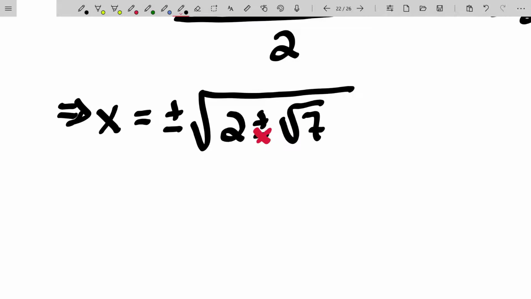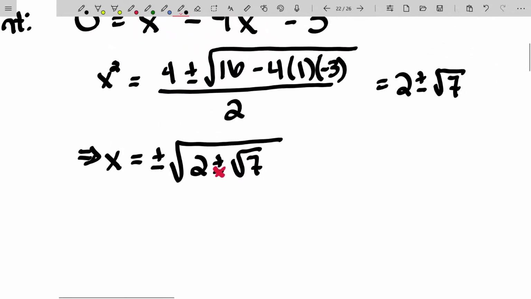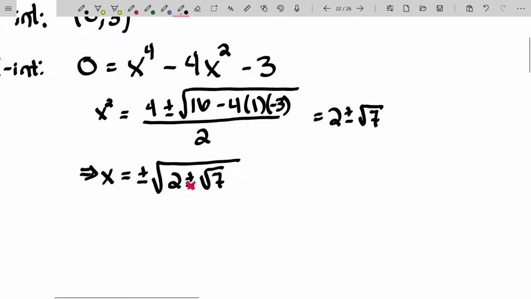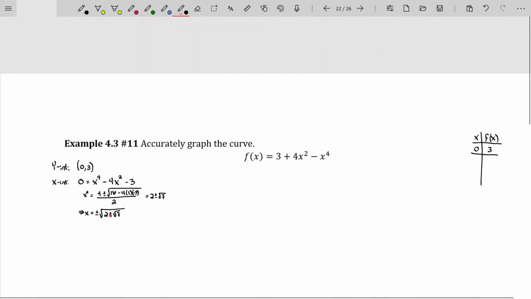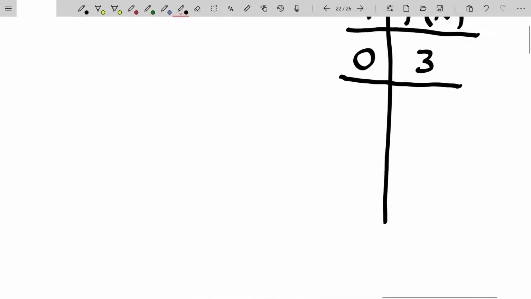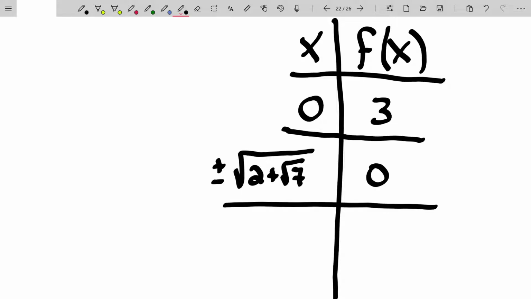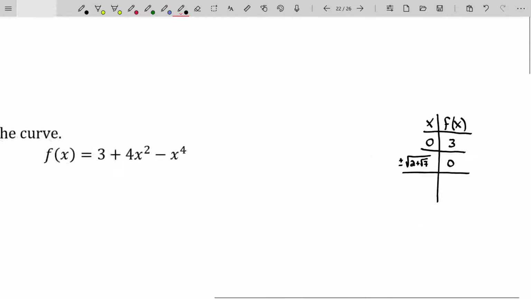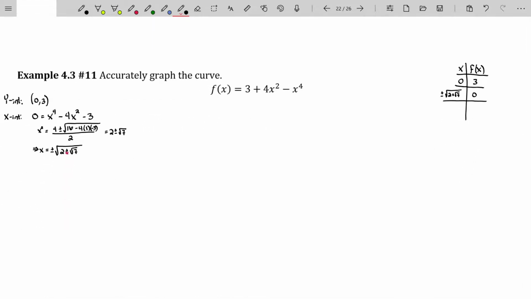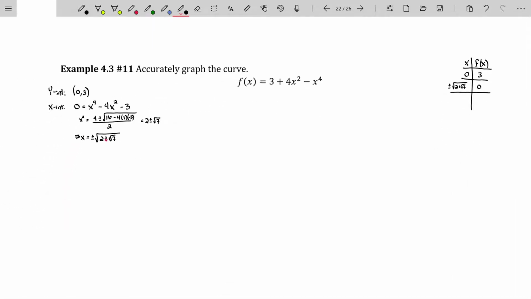And I know that now my x-intercepts are plus or minus the square root of 2 plus the square root of 7. So I will write that over here. My x-intercepts are the positive square root of 2 plus root 7 and the negative square root of 2 plus root 7. It's not pretty. I would absolutely agree with that, but it is what it is.